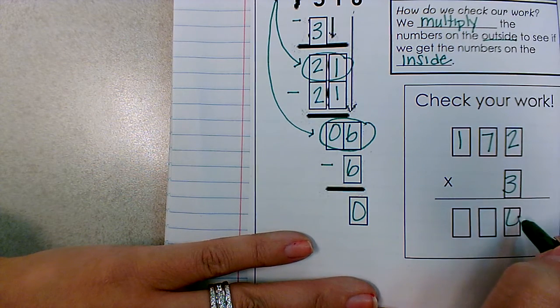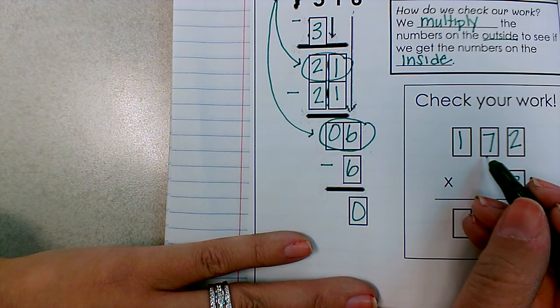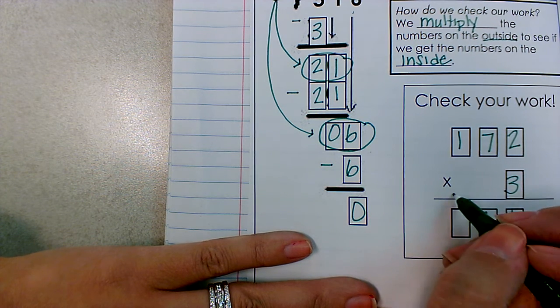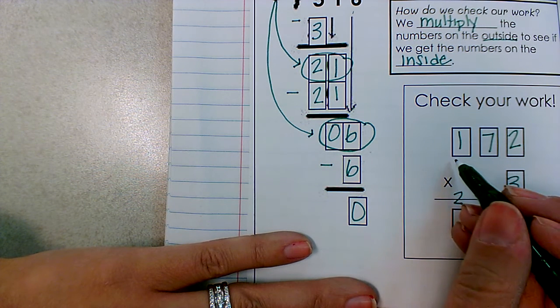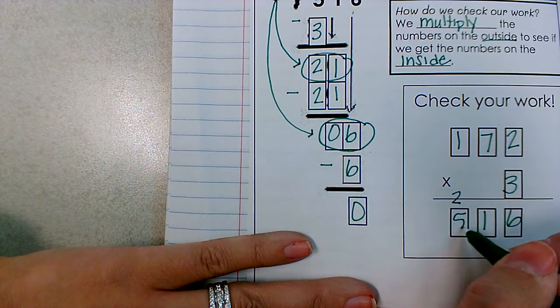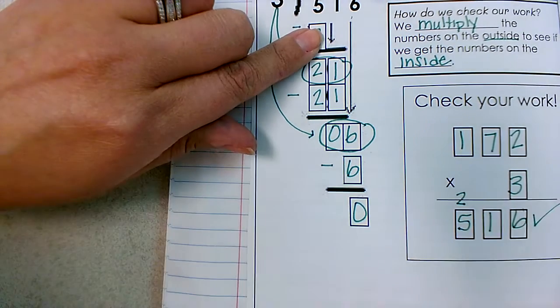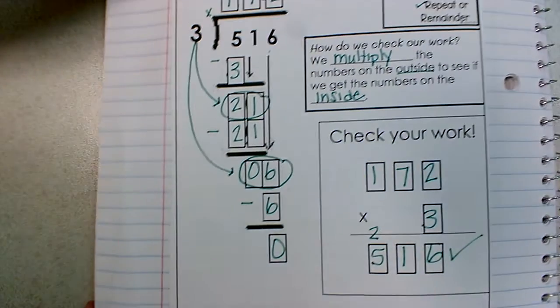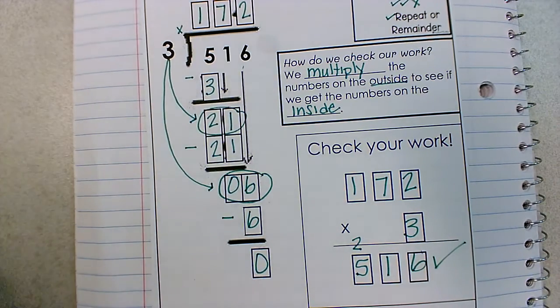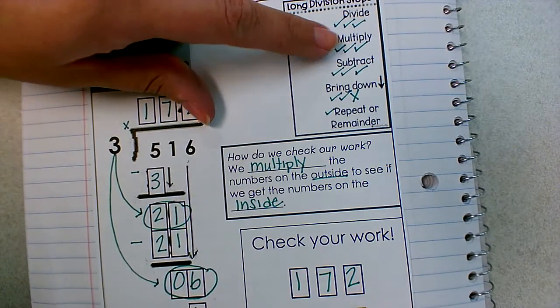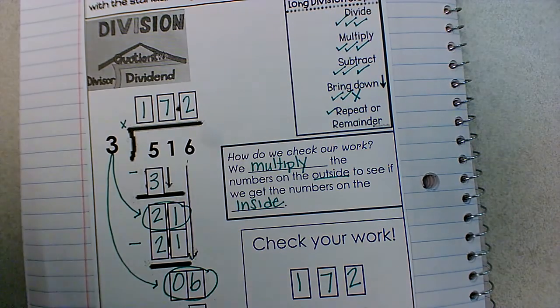And now I can multiply. 3 times 2 equals 6. 3 times 7 equals, you guessed it, 21. 3 times 1 equals 3, plus 2 equals 5. My answer is my dividend, which was my goal. Friends, you did a great job. Stick with that long division. Use your steps as you go through to check off and know what is coming next. Very nice job today.